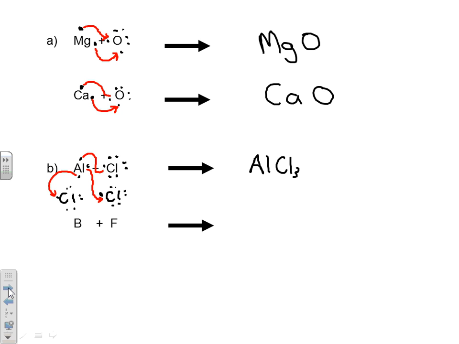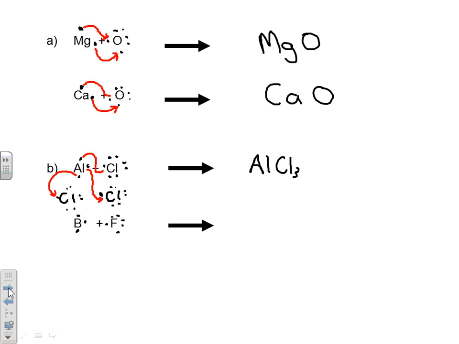But what I'm saying is, if they're in the same family, then they'll behave similarly. How many dots around boron? Yep, 3. 1, 2, 3. How many dots around fluorine? Yep, 7. 1, 2, 3, 4, 5, 6, 7. Notice how it's just like the aluminum and the chlorine.